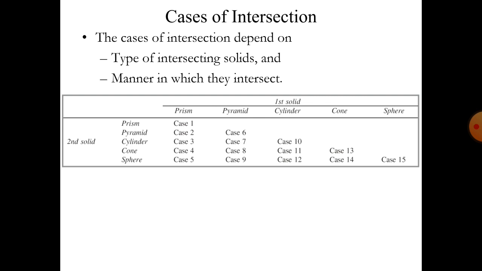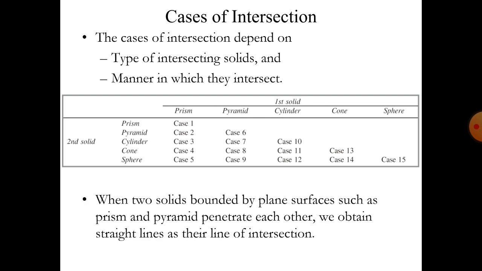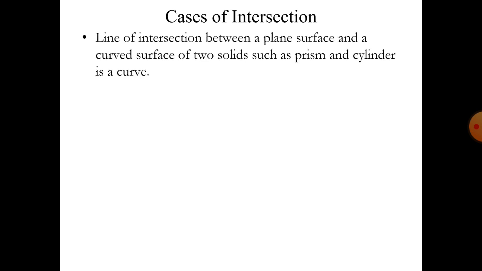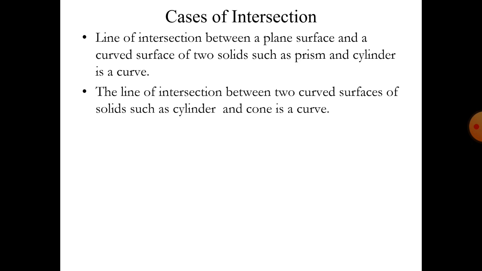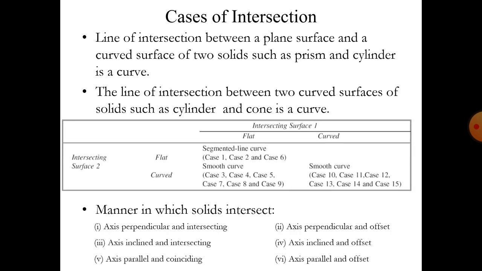So prism and pyramid intersecting on this device. Next, when two solids bounded by plane surfaces, such as prism and pyramid, penetrate each other, we obtain straight lines as their lines of intersection. The line of intersection between a plane surface and a curved surface of two solids is for prism and cylinder. Similarly, intersection between two curved surfaces of solids is for cylinder and cone, shown in this manner.